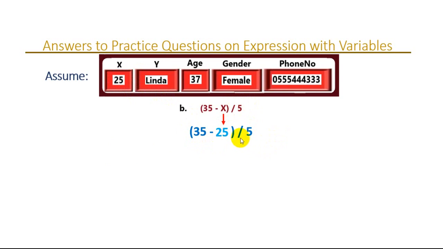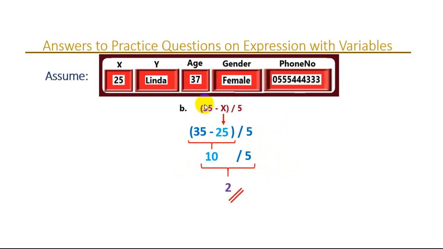So in this case we have a division, but before that we have a bracket. Bracket carries the highest priority, so we have to do that first. When you do that, 35 minus 25 is 10. Then we have divided by 5 as the rest of it. So 10 divided by 5 comes to 2. So the answer is this.